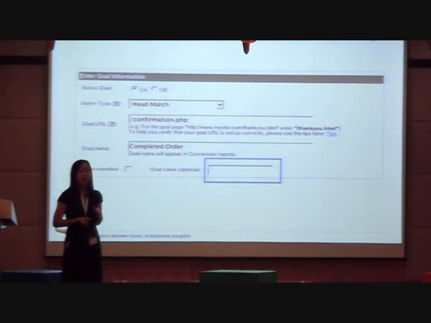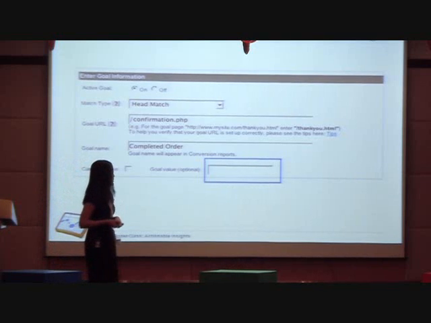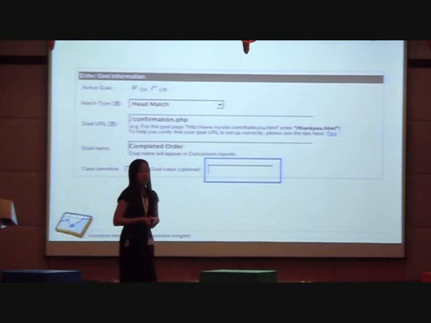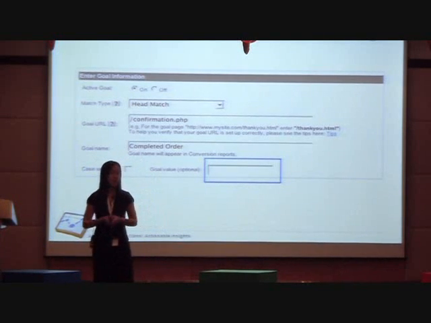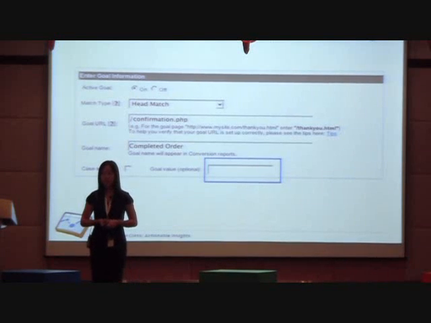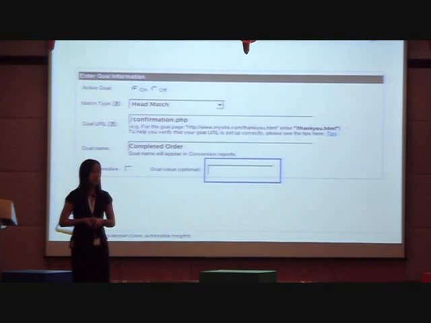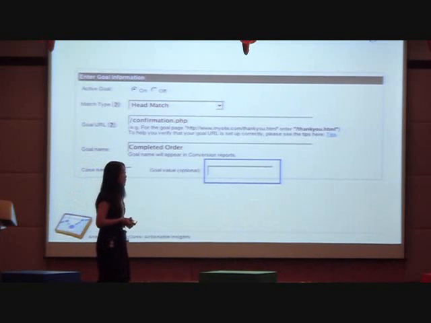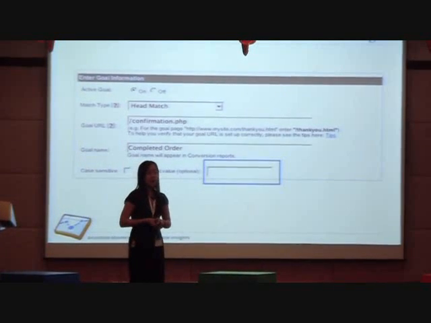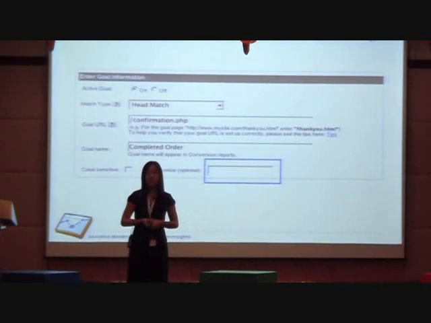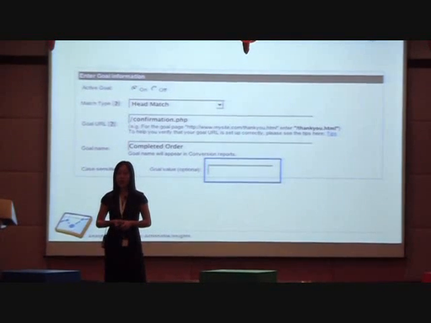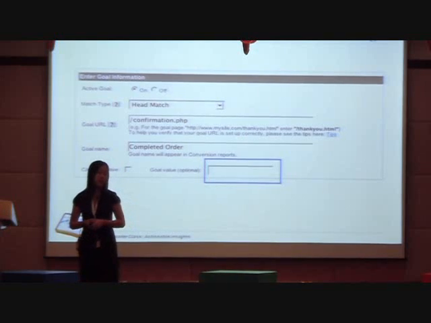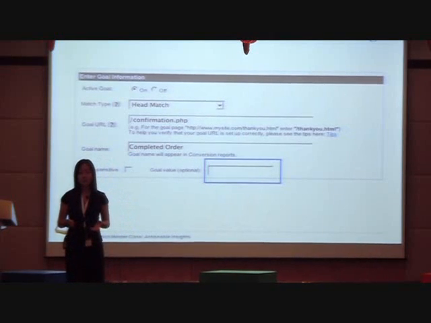So for those of you who are running non-e-commerce businesses, it's really important to specify a goal value. So for example, if you know that your sales team, on average, can close 10% of all requests that are made to your site for a phone call, and you know that an average transaction is worth about, let's say, $500, then that means that a conversion on average is probably worth about $50 to you.